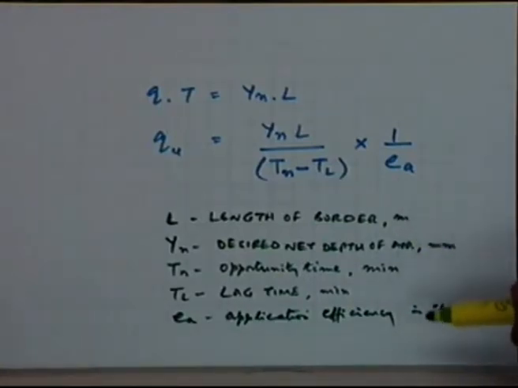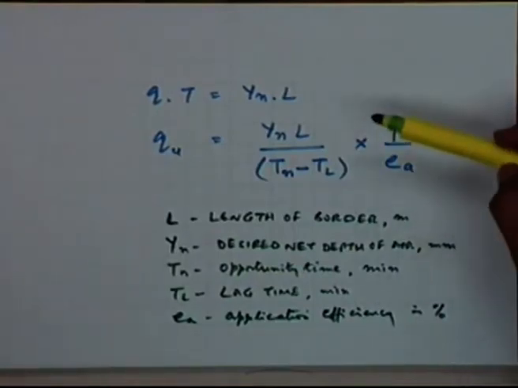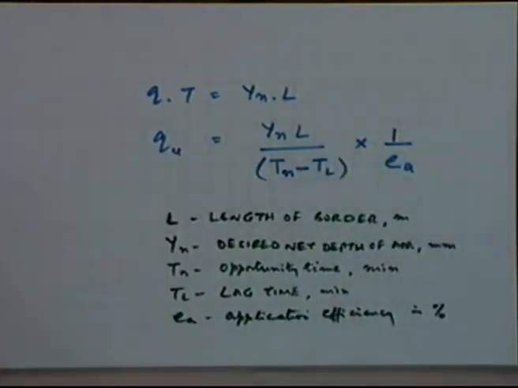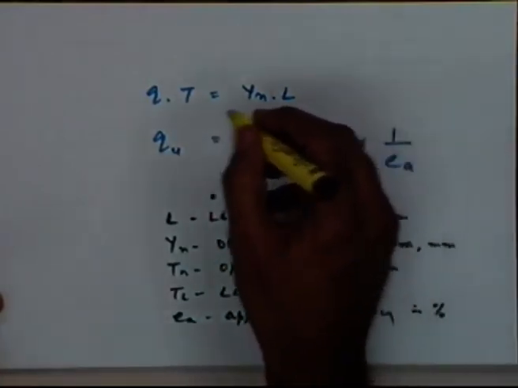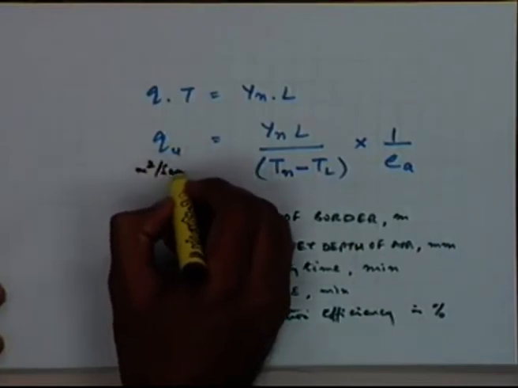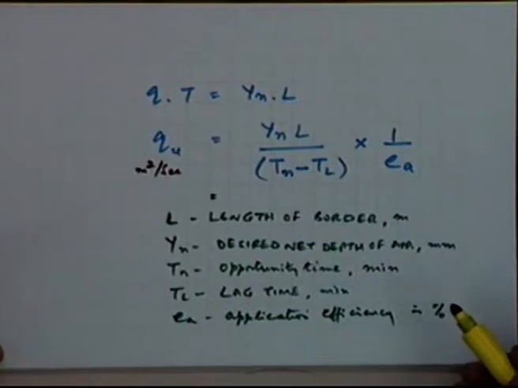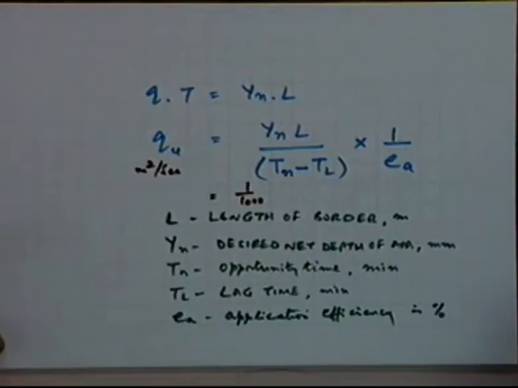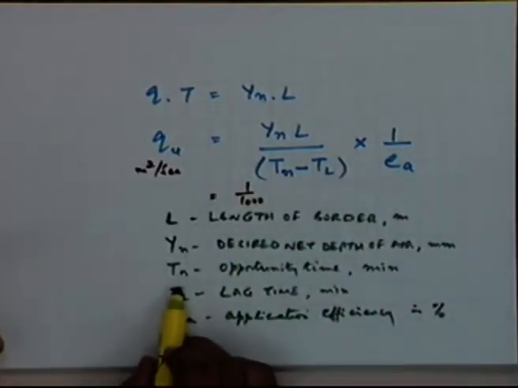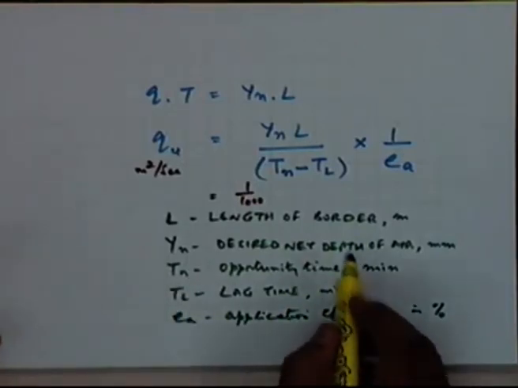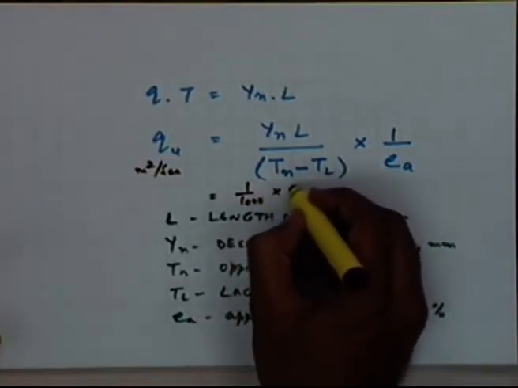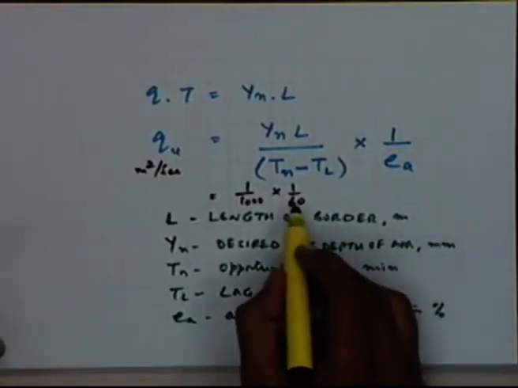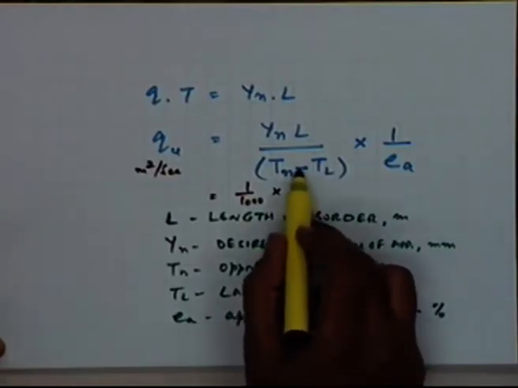Now because of the units which we have used, you will have to use some coefficient which has to be evaluated. Okay, let's do that here. Your QU, if I say QU should be in meter square per second, Yn is in millimeters, so we make this meters. L is in meters, no problem. Then Tn is the time in minutes, so you want it in seconds, so you divide by 60, because this is to be converted from minutes to seconds.